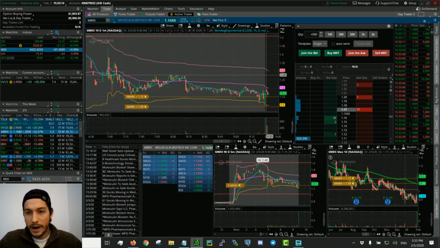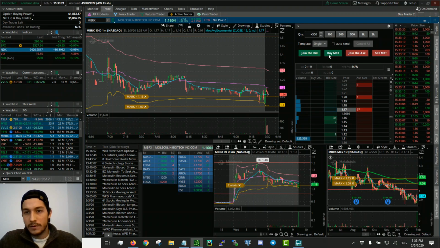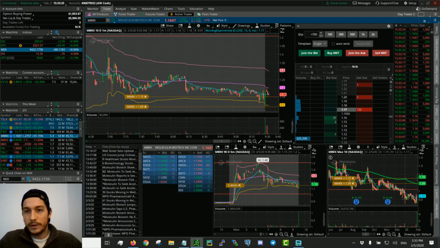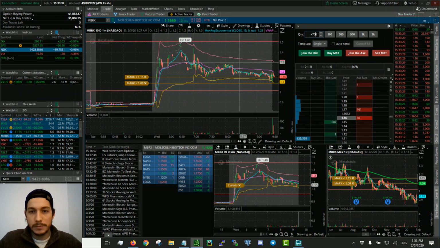This could break higher. I might enter here with about 500 at 1.17. All right, probably closer to 700. 700 at 1.17, MBRX. Looking for a possible entry on this one.